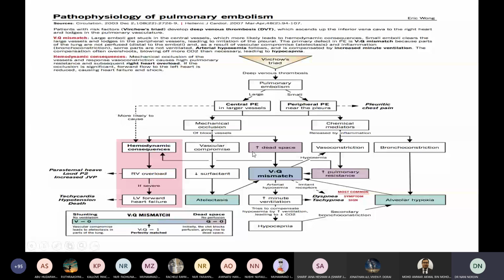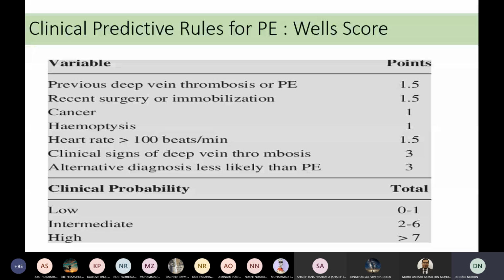All right. So this is what we talk about before we investigate. Which way are we going to investigate? This is what I mentioned just now. You need to have a high suspicion that this patient has PE. Then only will we direct your investigation accordingly.